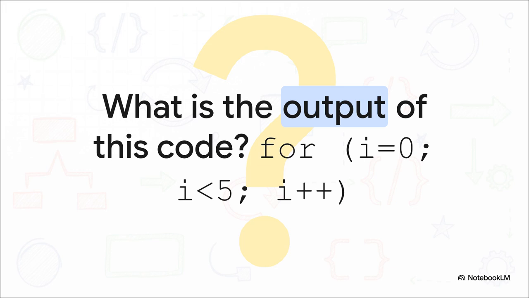All right, let's put this key to the test. Here's a classic exam-style question. What do you think the output of this code is going to be? Go ahead, pause for a second and work it out. You got it? And the answer is 0, 1, 2, 3, 4. If you got that, awesome. If not, no worries at all. We're about to walk through the logic step by step.